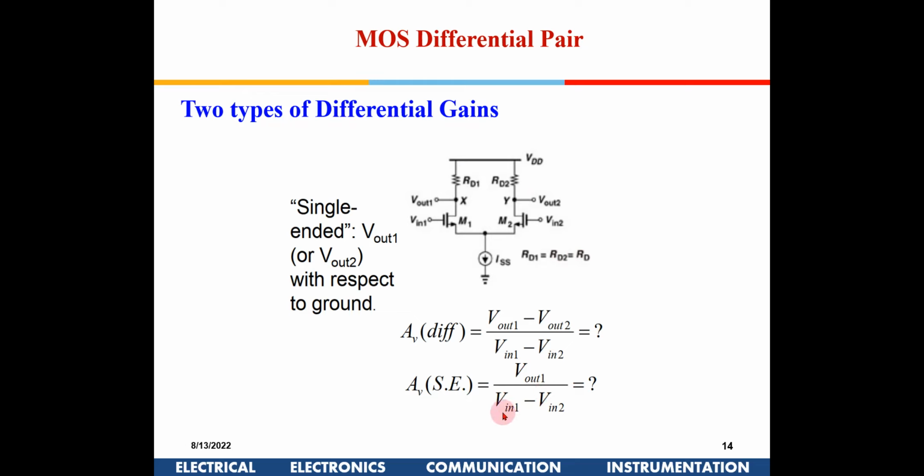When this is the difference voltage, and this I guess it should have been common. Single ended means I am taking output only from this place, not from this place. Here I am taking the difference between these two. And what about single ended? So that is there.